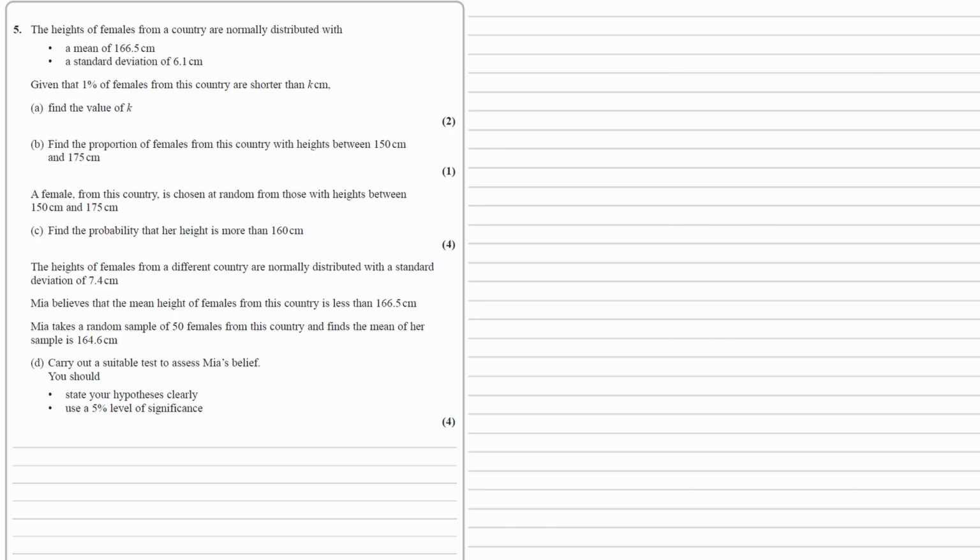Question 5. The heights of females from a different country are normally distributed with a mean of 166.5 centimeters and a standard deviation of 6.1 centimeters. Given that 1% of females from this country are shorter than k centimeters, find the value of k. So for part A, we know that the mean is in the middle, and 1% is 0.01 of the area.